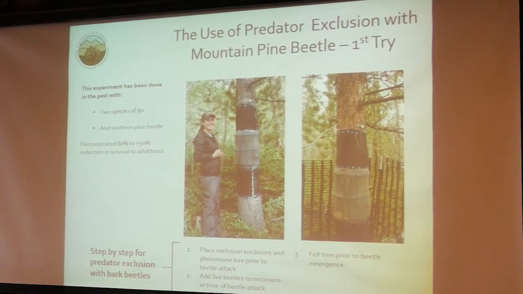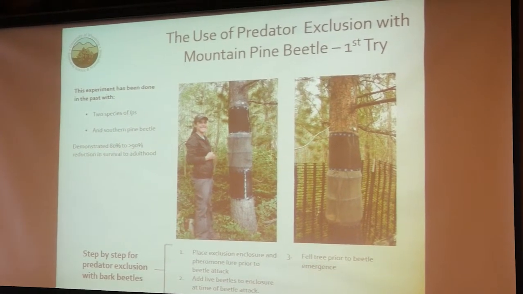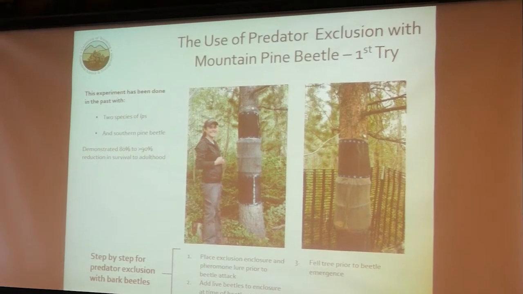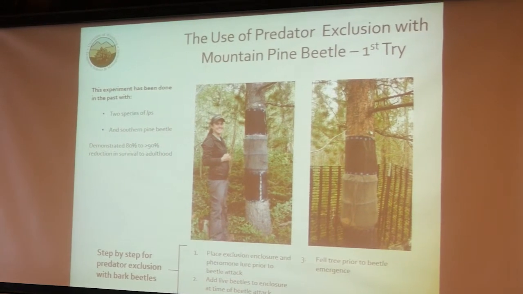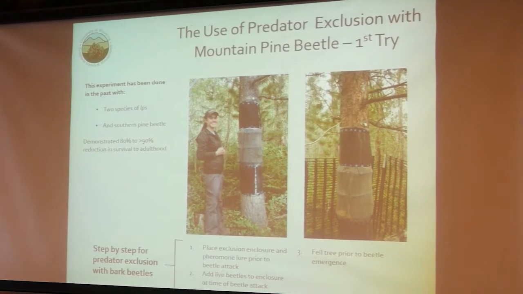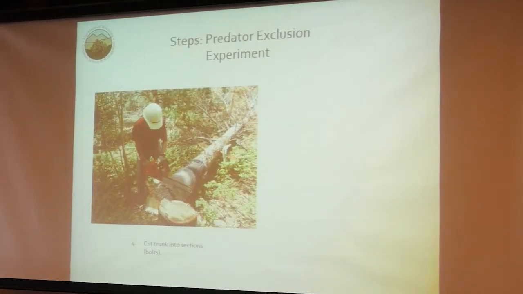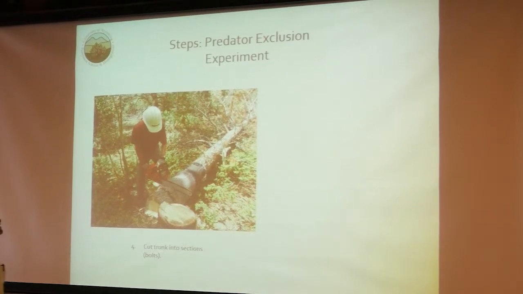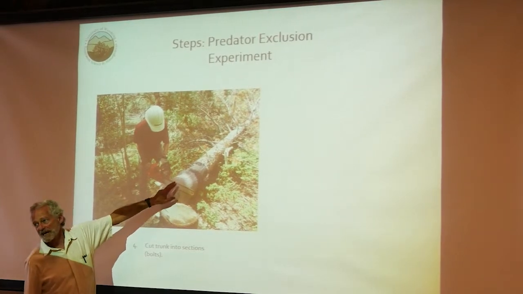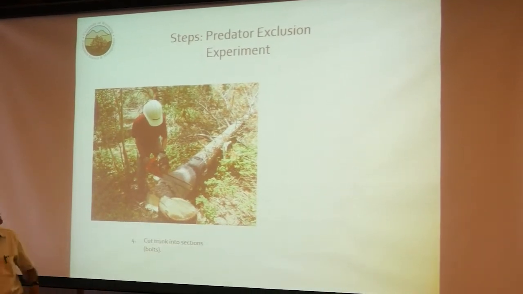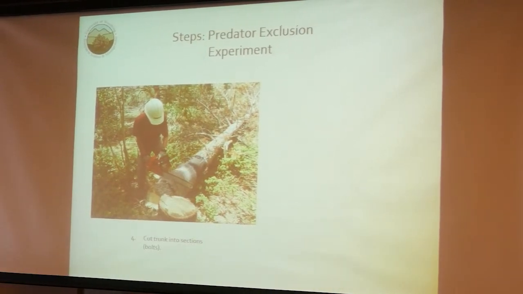And then the following year, prior to beetle emergence, the mountain pine beetle emerges late July, early August is the time of the heaviest emergence. So you want to cut this tree down before that happens. And then you're going to cut the tree into sections. So here's the section with the exclusion enclosure. That section contains beetles that grew up without predators. And then you're going to take a section from here. Those are beetles that grew up with predators.